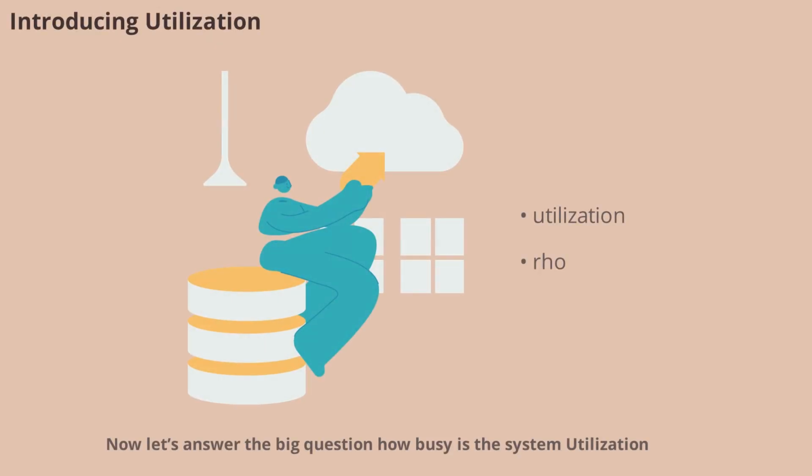Now let's answer the big question: how busy is the system? Utilization, represented by the Greek letter rho, gives us this answer. Utilization measures what percentage of the system's maximum processing capacity is currently being used. It's a simple but powerful concept that helps engineers keep systems running smoothly. By knowing utilization, you can spot when resources are idle or when you're close to overload.